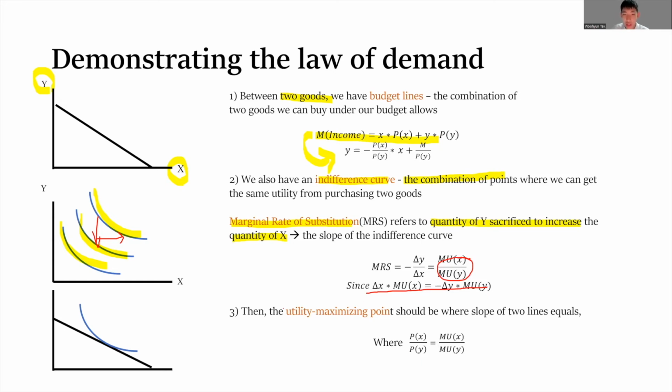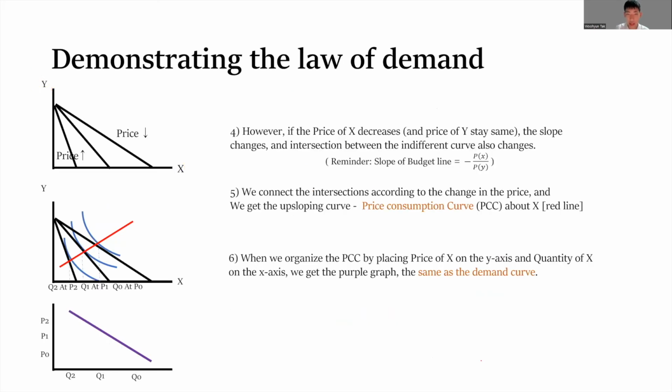Then let's find the utility maximizing point, where the slopes of the two lines must be equal. The slope of the budget line was the price of X divided by the price of Y, when you take the absolute value. And the tilt of the indifference curve was the marginal utility of X divided by the marginal utility of Y. Therefore, the utility of consumers is maximized at this point. Then let's take the next step.